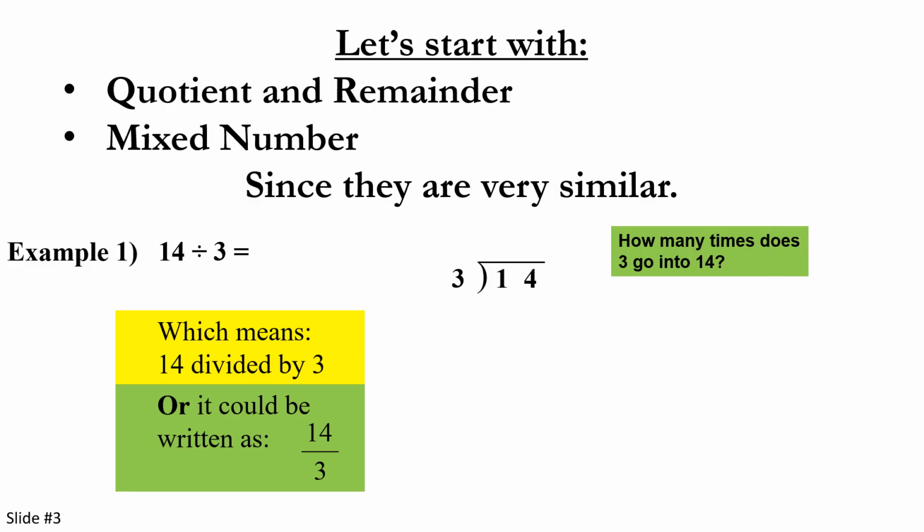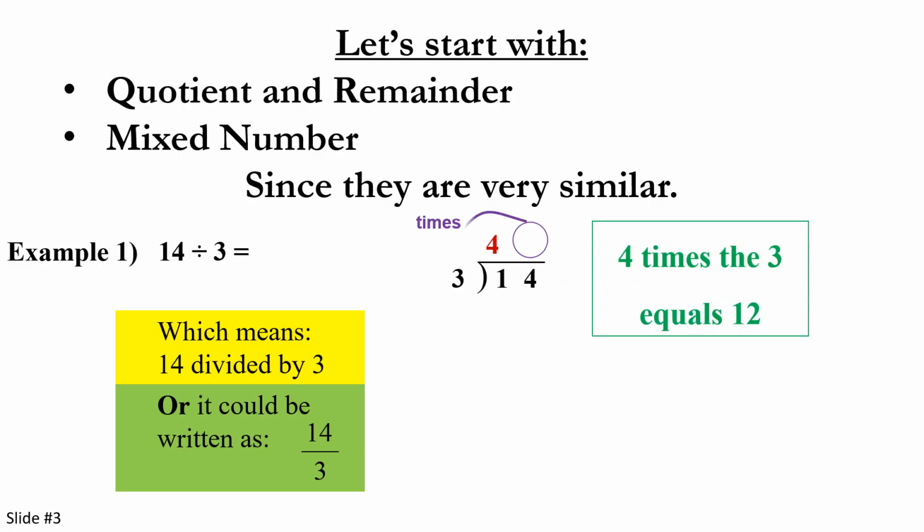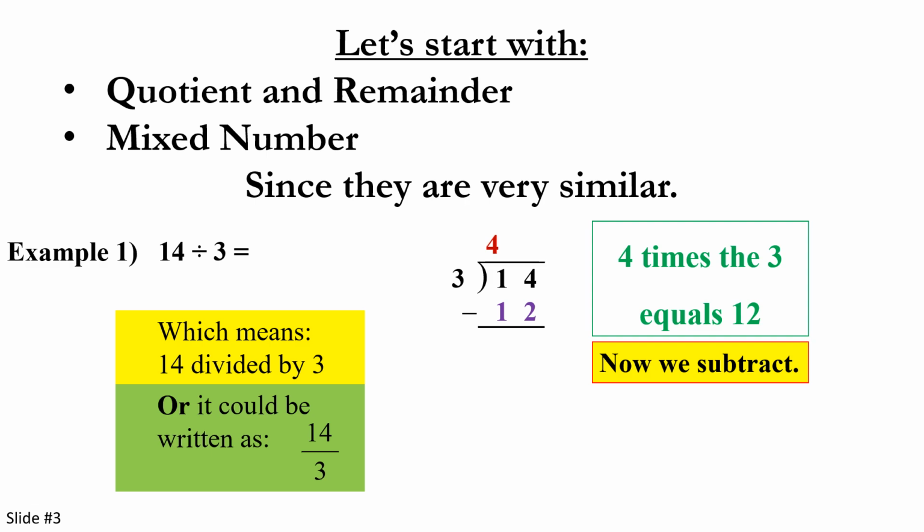So how many times does 3 go into 14? Well, 3 times 5 is 15. That's too much. 3 times 4 is 12. That's just right. So we're going to put a 4 on top. 4 times 3 equals 12. We put 12 underneath. And now we're going to subtract. 14 minus 12 gives us 2.